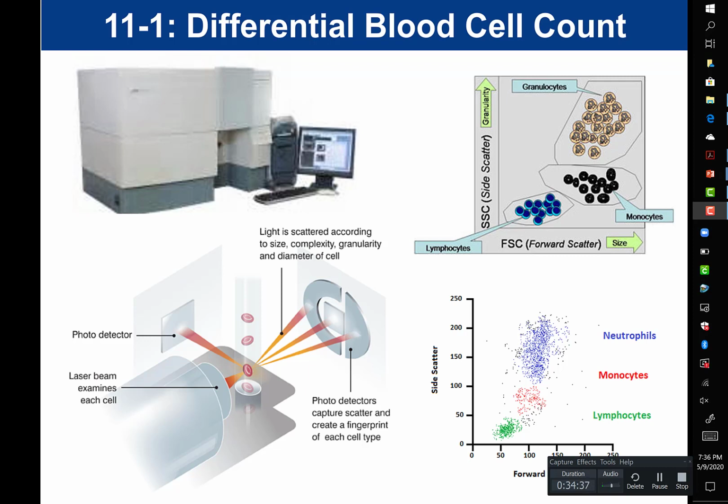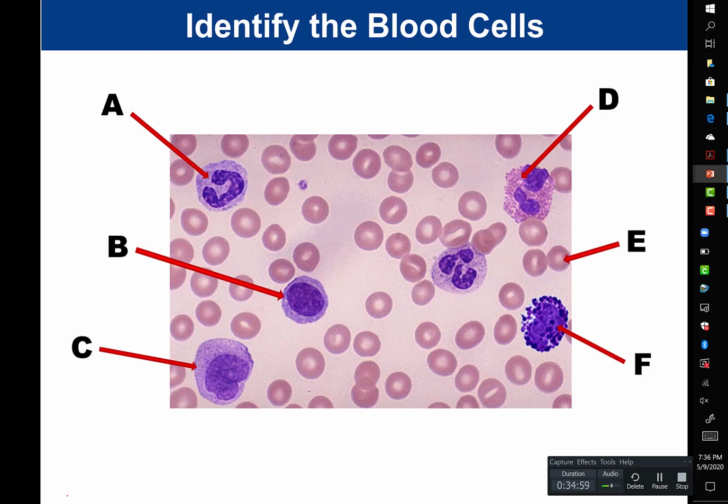So using flow cytometry is a way to automate differential blood cell counts and to use this machine to help quantitate the number of different types of white blood cells. And so this is going to be our flow cytometry. So what I want you to do is practice and identify the following blood cells. So A is this one here, B, C, D. This is E, this little one, F.